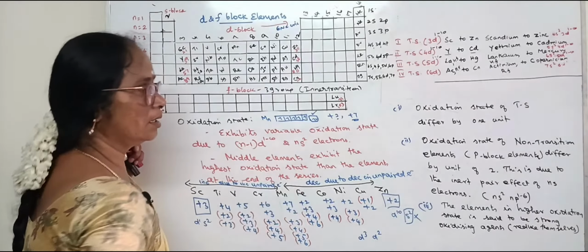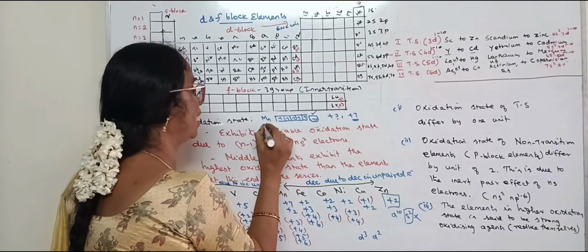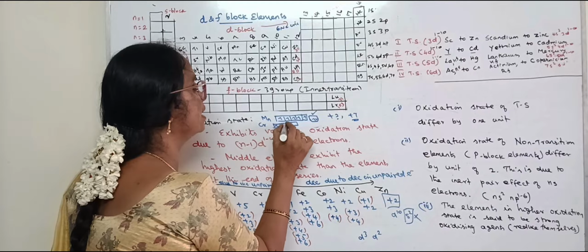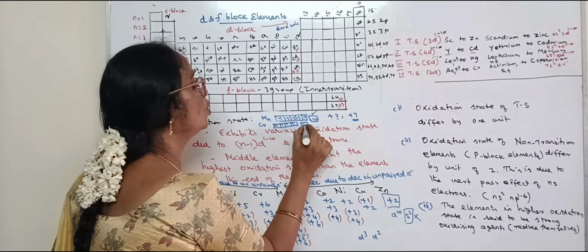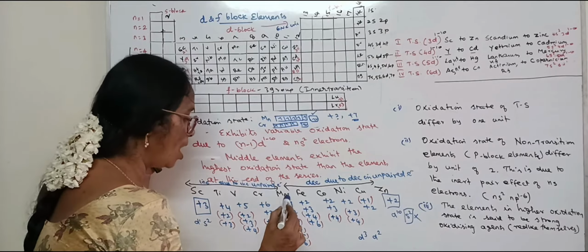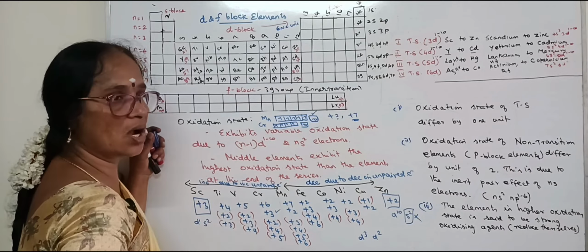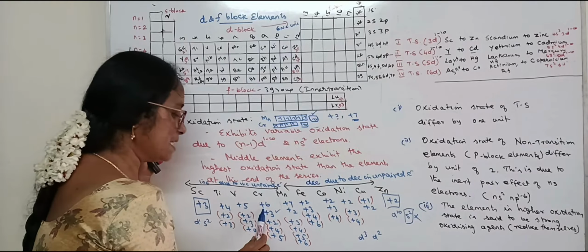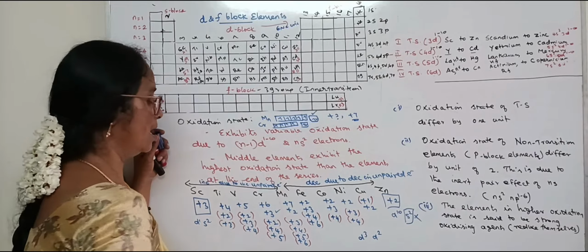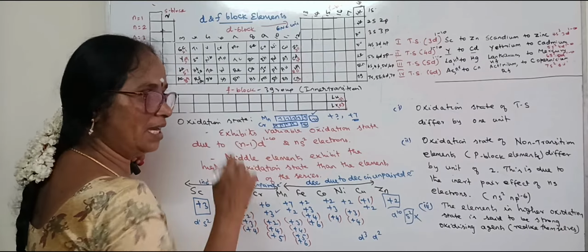When we consider chromium, its atomic number is 24. So chromium has 4 electrons in its d orbital and 2 electrons in its 4s orbital. The lowest stable oxidation state is +3 and the highest oxidation state is +6, as a result of the loss of all 6 electrons from the orbitals. The +3 state is because of the d orbital being partially filled.